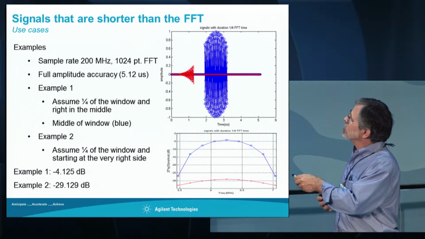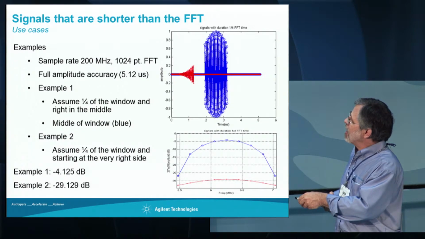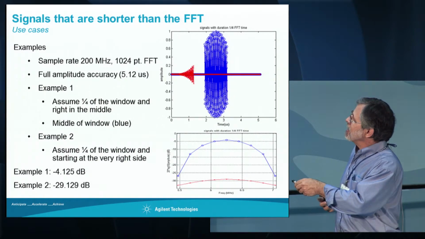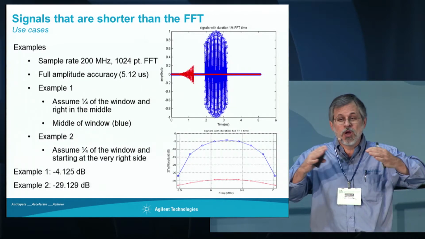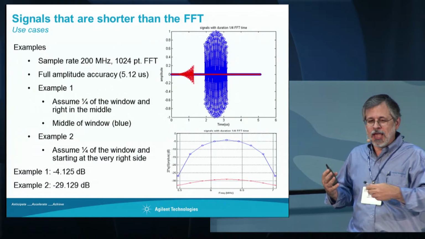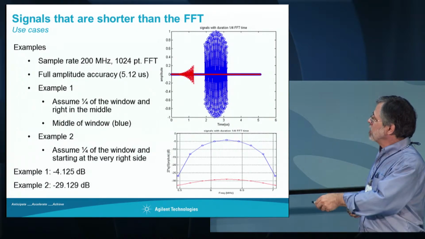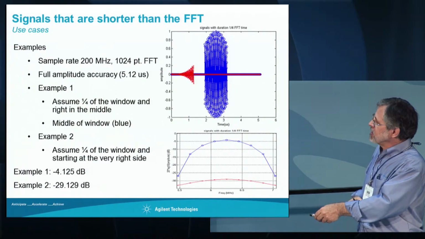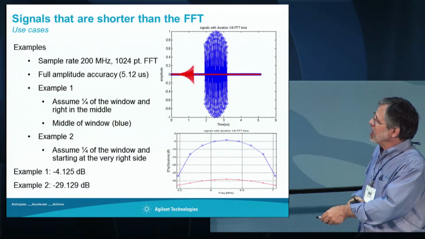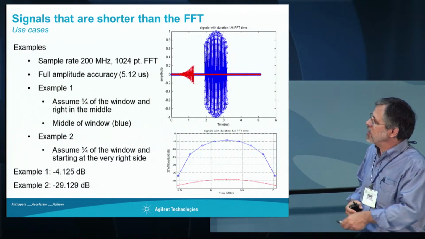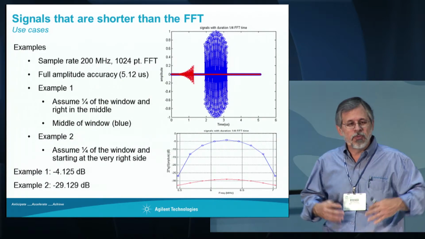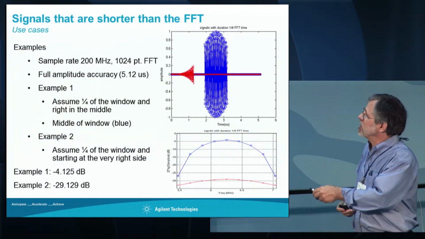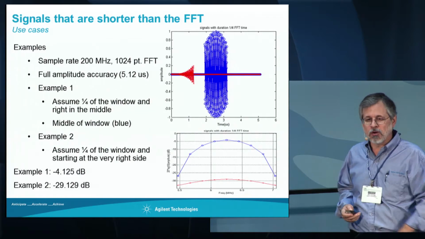A signal that occurs in the center of the time record will have a higher apparent power. That same signal occurring at the beginning or the end of the time record will be windowed off, and so the amplitude accuracy will be much poorer. And that's shown here. The difference in this case, just by changing that location, is about 25 dB. So again, we could detect both of these, but we wouldn't get as good of an amplitude accuracy depending on where this signal occurred in the window.